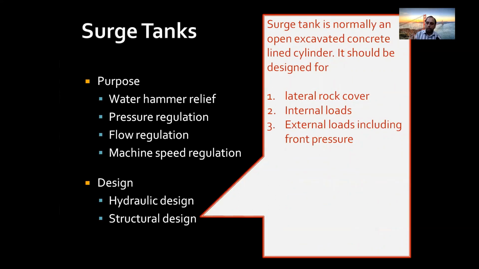The rock surrounding the surge shaft should be competent. Plus, lateral rock cover has to be provided, because internal pressure will be distributed in the side rocks. And if you don't have sufficient lateral rock cover, it may fail. It should be designed for internal water pressure, which will generate hoop stress, and also the external loads, including the pore water pressure.